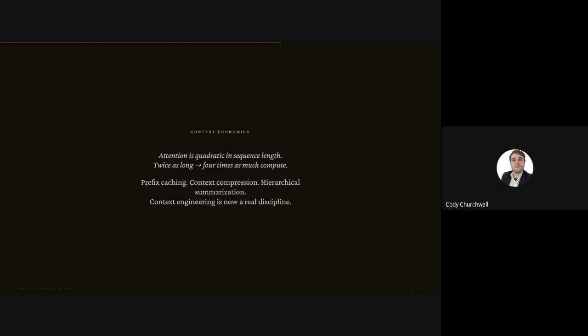So we also have prefix caching, which is remembering the start of a long prompt. If you reuse the same long prefix across many calls, a system prompt, a long document, a memory file, the provider caches the computational result of processing it and reuses it for subsequent calls. Anthropic, OpenAI, Google all support this. It's what makes million token context economically viable.